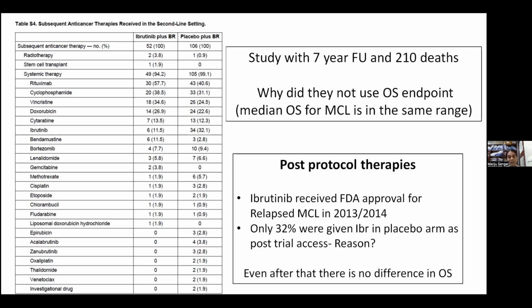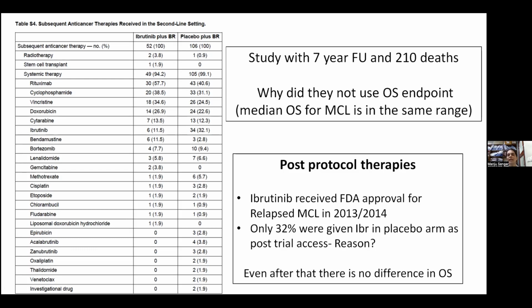Let's look at a very good thing, that this trial has reported the post-protocol therapy, and the study had a 7-year follow-up with 210 deaths. If you remember our discussion on mantle cell lymphoma, the median overall survival ranges anywhere between 1.2 to 8 years. So if they had such a long follow-up, why did they not use overall survival as an endpoint instead of PFS? And there was no difference in overall survival, in light of which post-protocol therapies were used. This trial started in 2013.